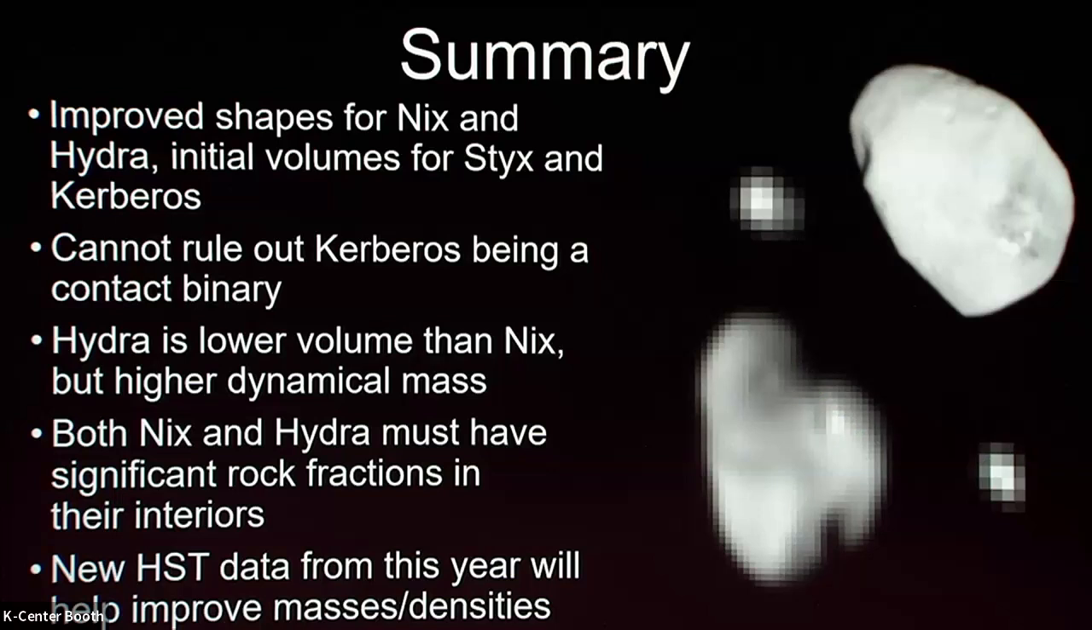But the take home is definitely these are rock ice mixture objects on their interiors at least. And we need more data to improve their orbits. And this is going to be a continuous process for the next few decades to try and really nail down that orbit for Styx. So thank you very much.